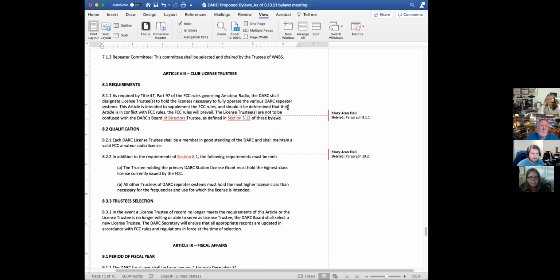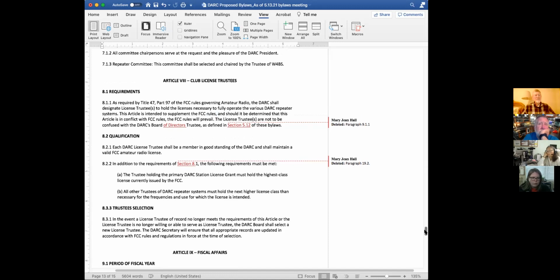Thank you. The licensed trustees are not to be confused with the DARK's Board of Directors trustee as defined in Section 5.12 of these bylaws. There's not a board of directors trustee. Yeah, so just get rid of the last sentence.